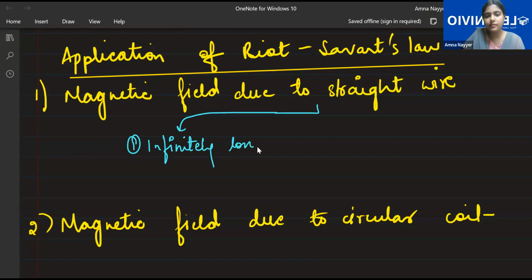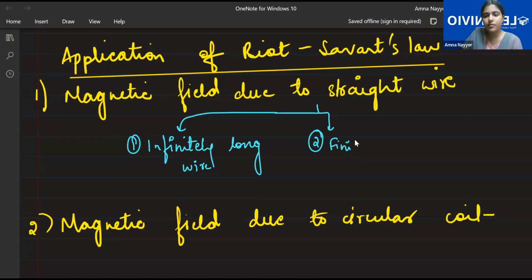Infinitely long wire. Second is finitely long. Infinitely means both the ends of the wire are extending up to infinity. This is also going to infinity. This is also going to infinity. Second is a finite wire. Like from an infinite wire, I've just cut this and I've taken this wire.